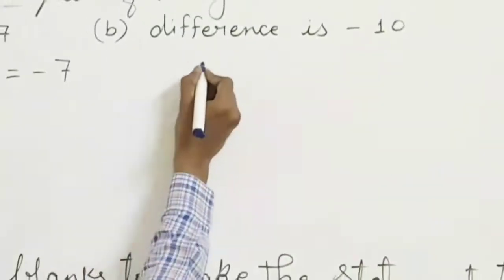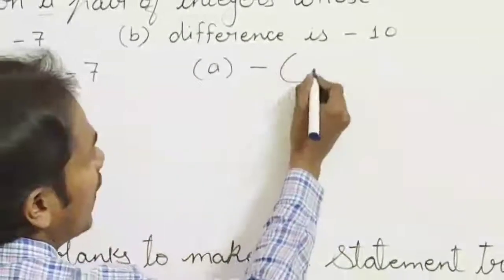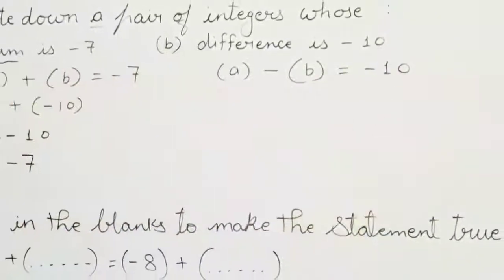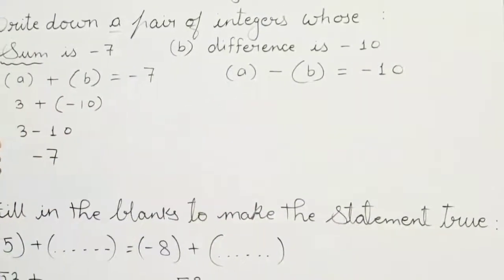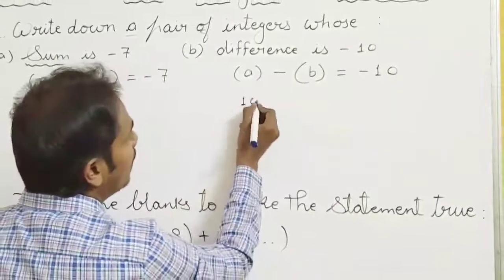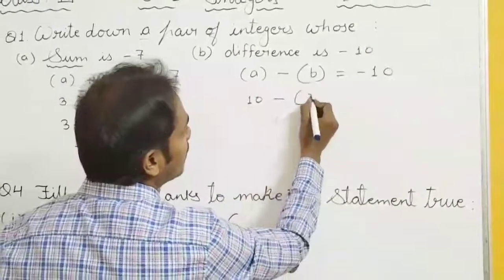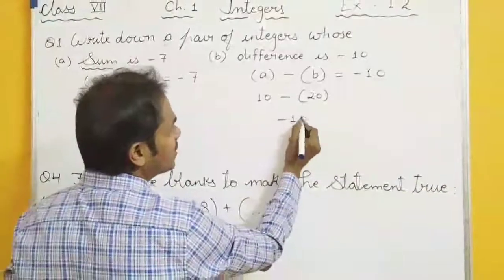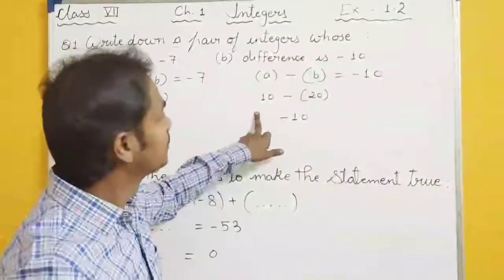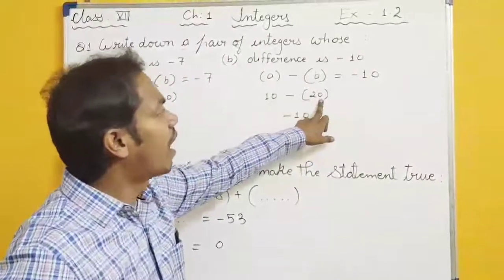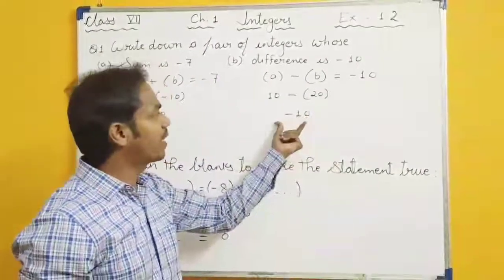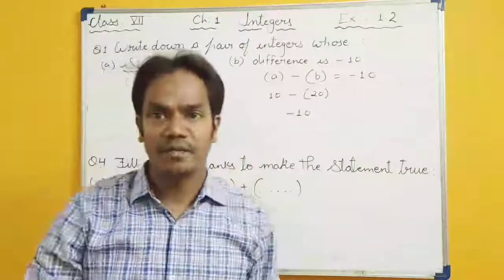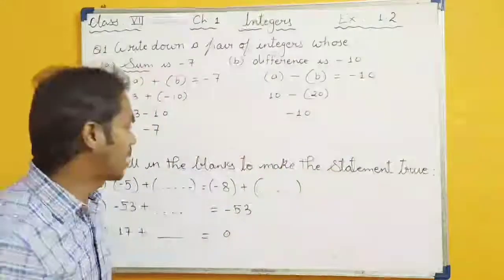Same way here you have to find two integers. When you subtract these two integers, you get minus 10. So what number will you take here? Suppose I am taking here 10 and here I am taking 20. 10 minus 20 is equal to minus 10. So 10 and 20 are your two integers. When you subtract them, you will get minus 10. This way you can make many pairs, but according to the question you have to make one pair.